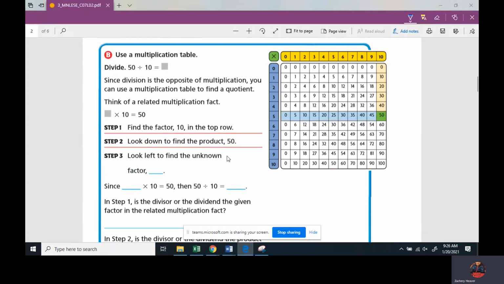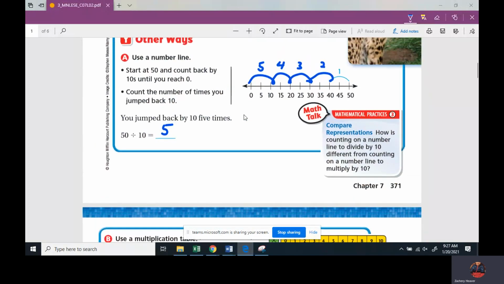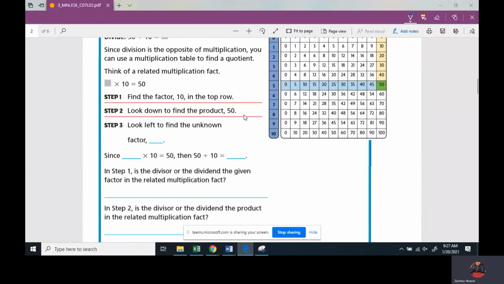All right, so now it says use the multiplication table. And we just did this. It says since division is the opposite of multiplication, you know this, we can use multiplication to find a quotient. What's a quotient again, Troy? The quotient is the answer to a division problem. We just talked about it for 10 minutes. It's the answer, okay, to a division problem.